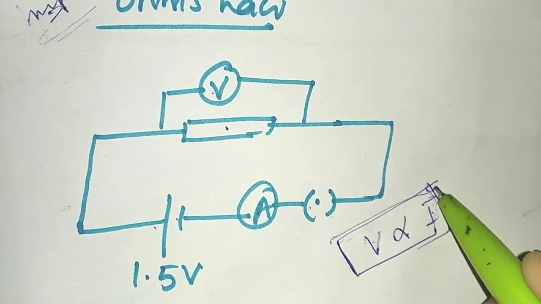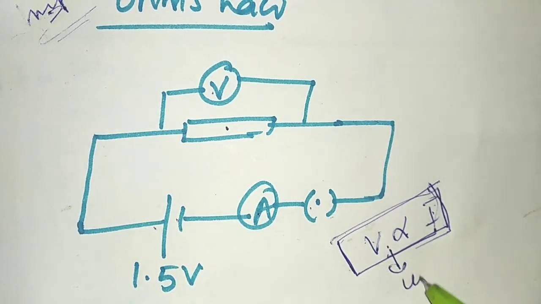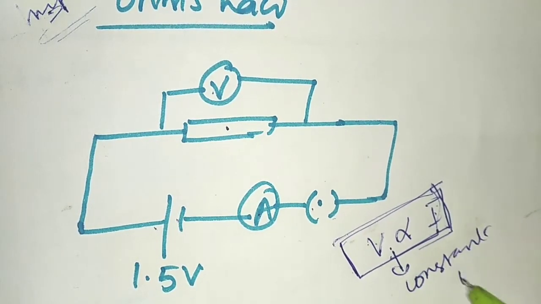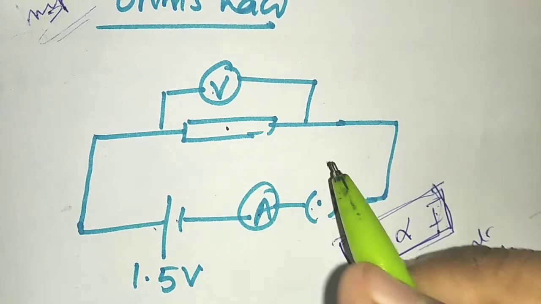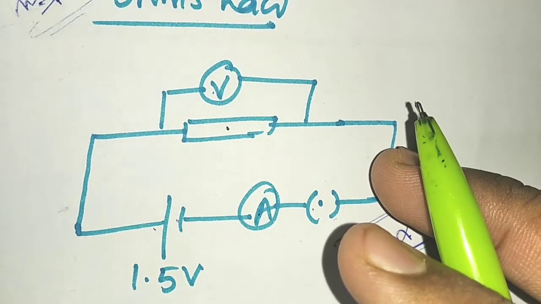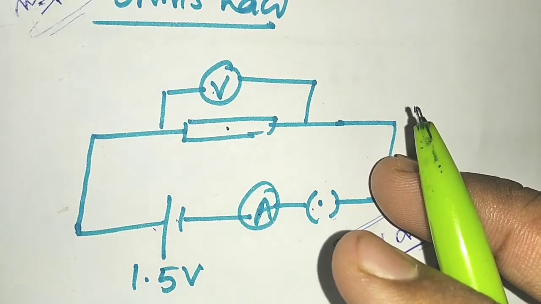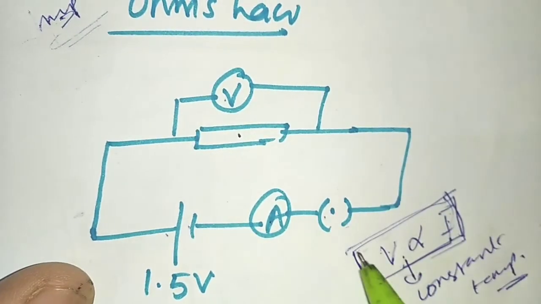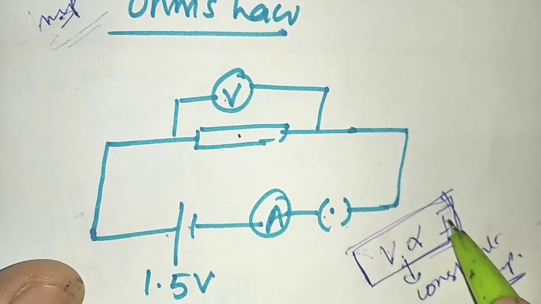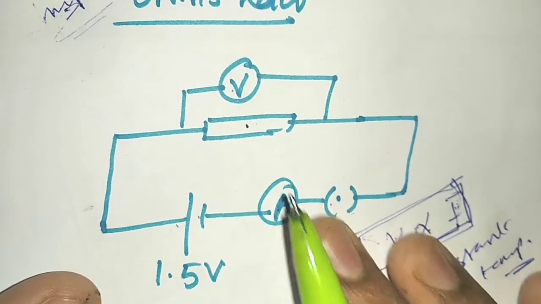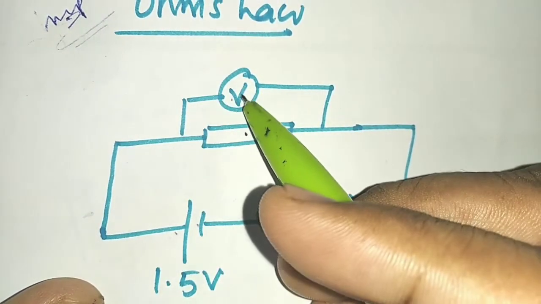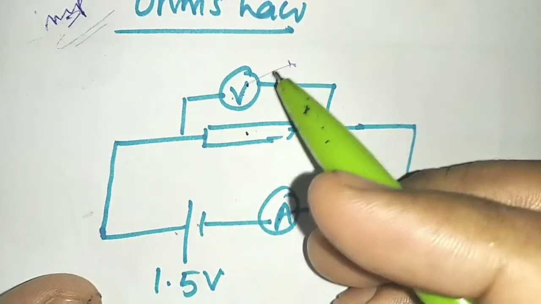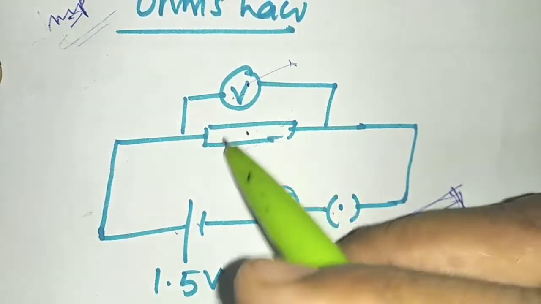Ohm did this experiment at a constant temperature only. That means he kept the temperature constant throughout his experiment, in a room where the temperature was completely constant. Then he was able to prove that the potential difference is directly proportional to the current flowing through the conductor.